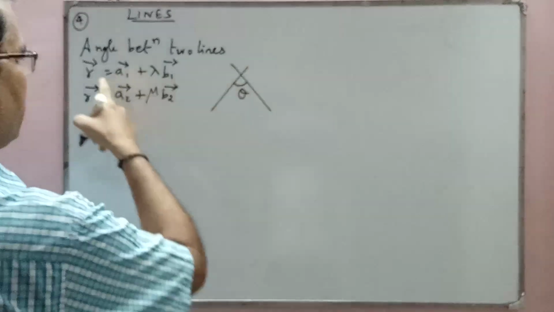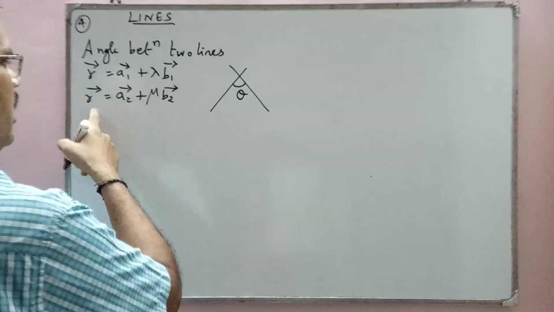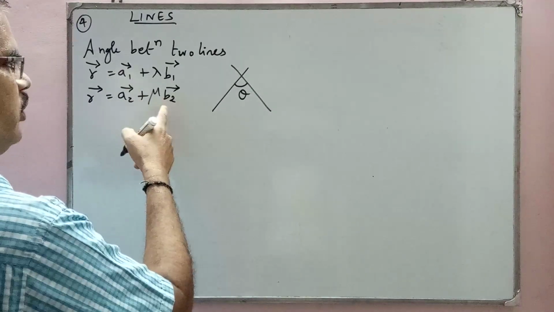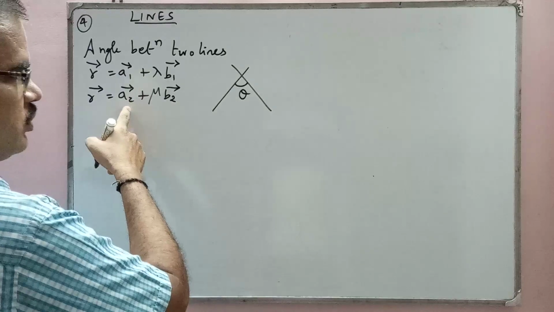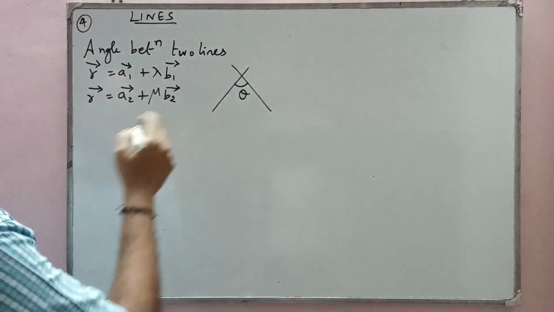One line equation is r vector equal to a1 vector plus lambda b1 vector. The second line equation is r vector equal to a2 vector plus mu into b2 vector. We know a1, a2 refer to the points, b1, b2 are referring to the directions. Okay, now how to find the angle between these?